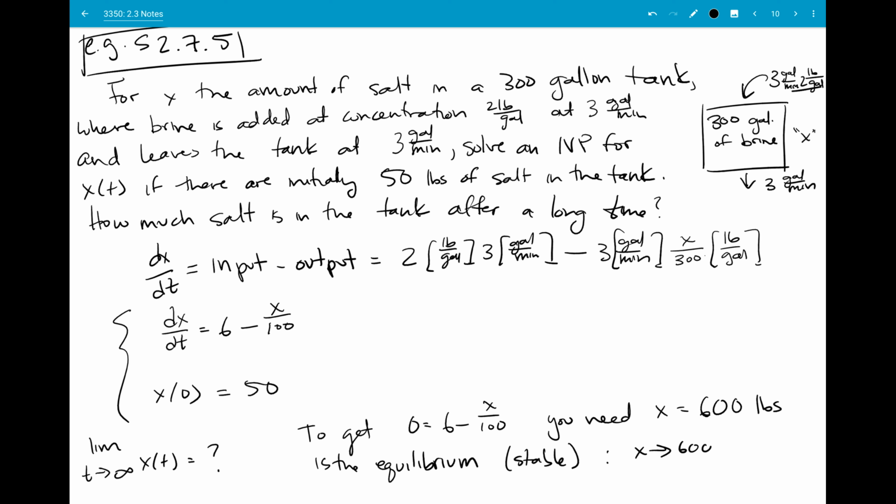X goes to 600 as t goes to infinity. After a very long time, you'd expect there to be 600 pounds of salt in the tank. And we'll touch on that more when we actually get a solution to compare to. But just to bring this back to what you already know how to do with this type of problem, you can just answer it using equilibrium values.